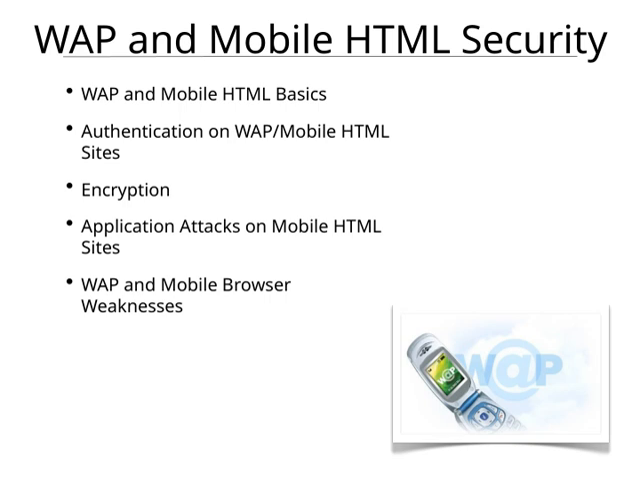Finally, we'll look at WAP and mobile browser weaknesses. Mobile browsers and WAP gateways can have their own vulnerabilities, such as outdated protocols or inadequate security controls, which attackers can exploit. Overall, understanding these aspects helps us appreciate the importance of security measures tailored specifically for mobile environments, ensuring safer browsing experiences for users everywhere.